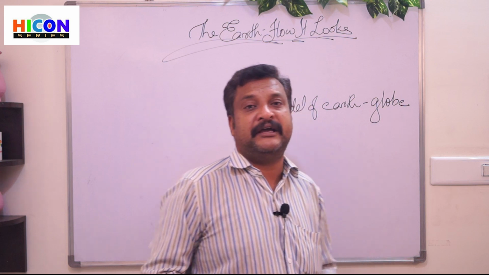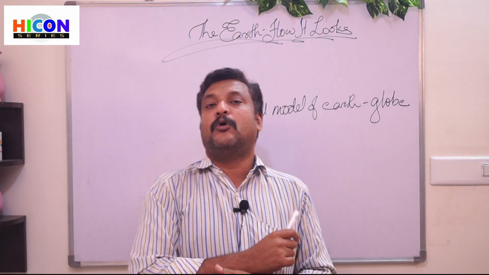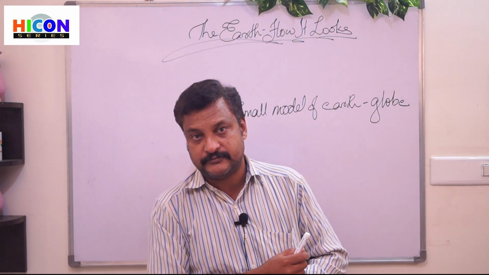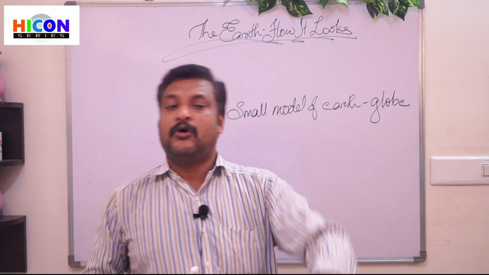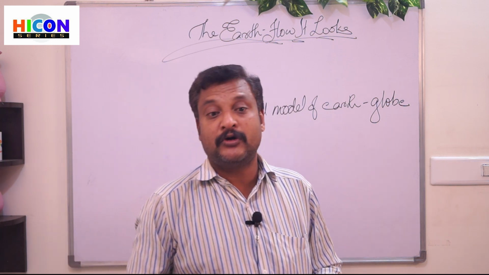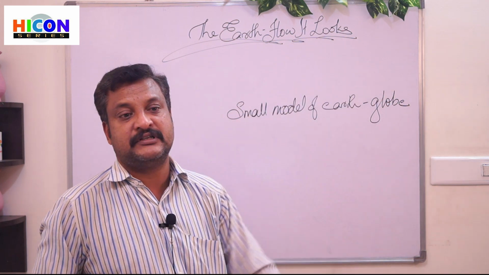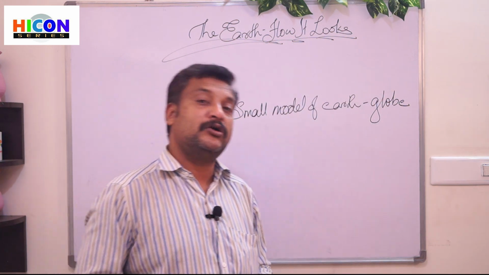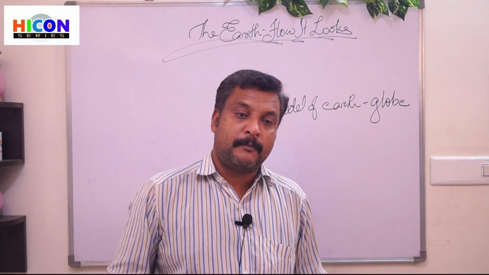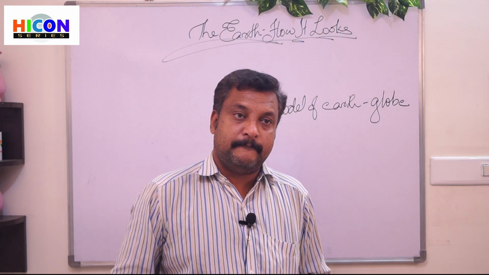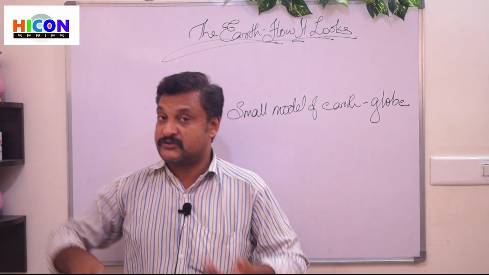So what do you mean by a globe? A globe is a small model of the earth. A globe is a small model of the earth on which we have printed all the features that we can find on this earth. Then we can use the globe for studying purpose also.